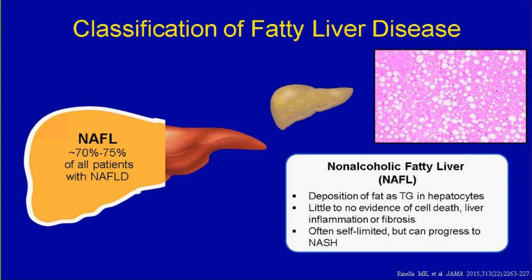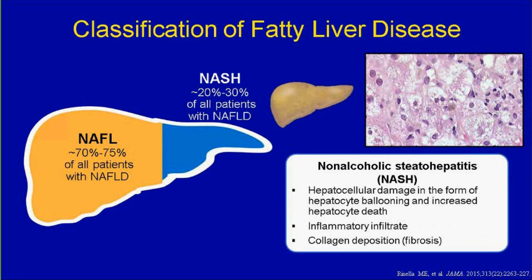And this is the one that might be self-limited, but if you keep pushing it, you may end up with NASH. If we go from there, the next one we'll see is that about a quarter of these patients will have NASH. The bad player is the H, the hepatitis. So it's the hepatitis or inflammation that leads on to the potential for fibrosis, cirrhosis, et cetera.